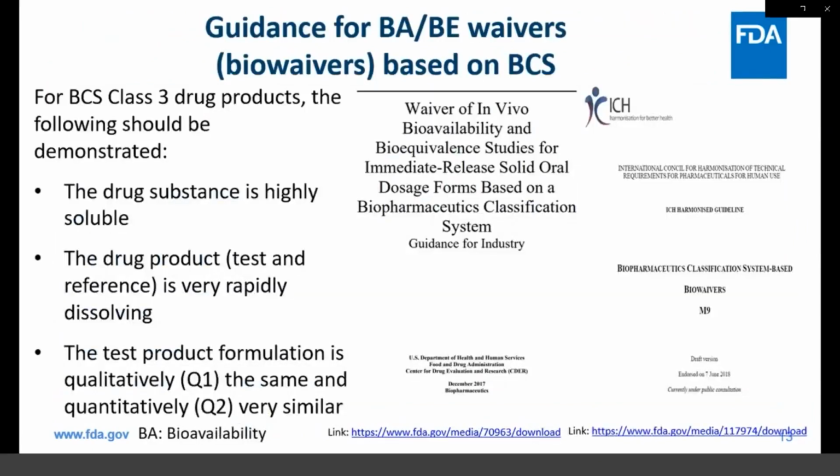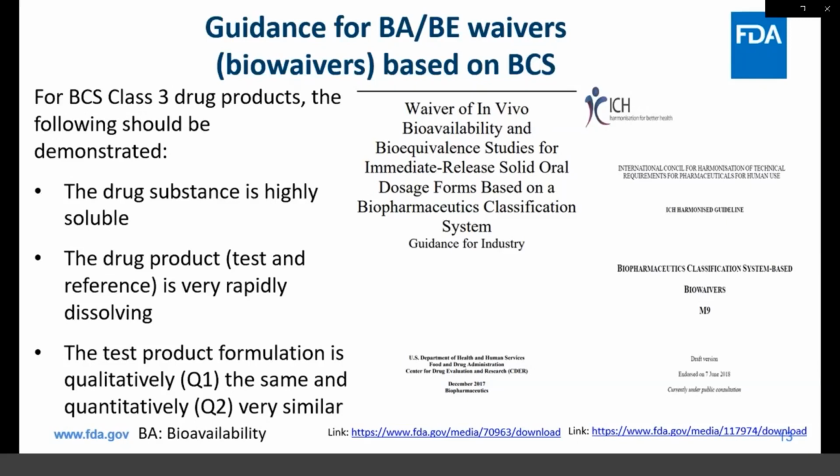Another area that PBPK can be used is for supporting biowaiver. Currently, there are two main general guidances for BA/BE waivers based on BCS. One is the guidance for waiver of in vivo BA/BE studies for IR oral products based on BCS, which was issued in December 2017. The other one is ICH M9 guideline for BCS-based biowaivers, which was endorsed in June 2018.